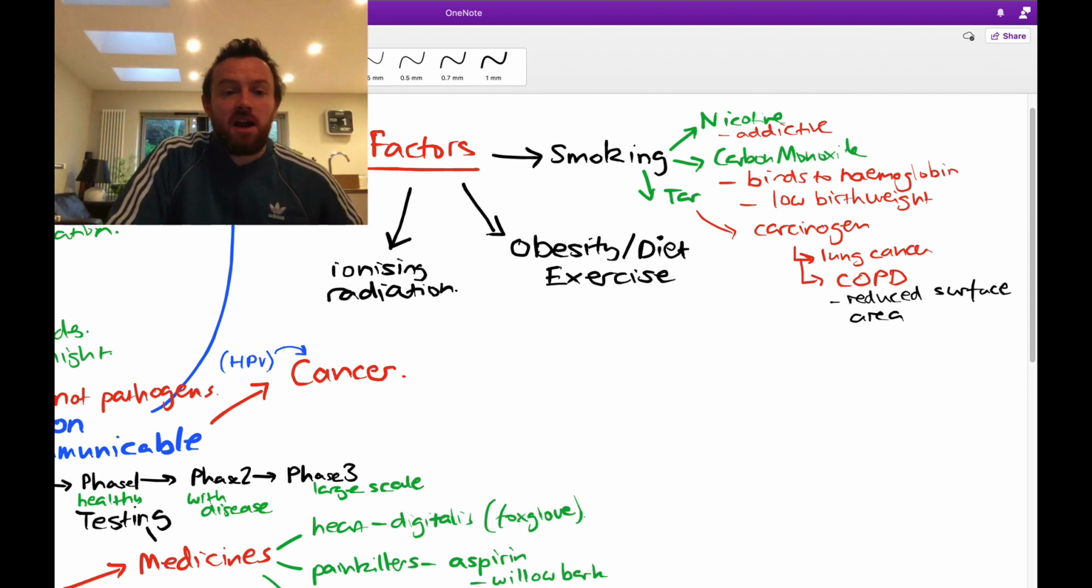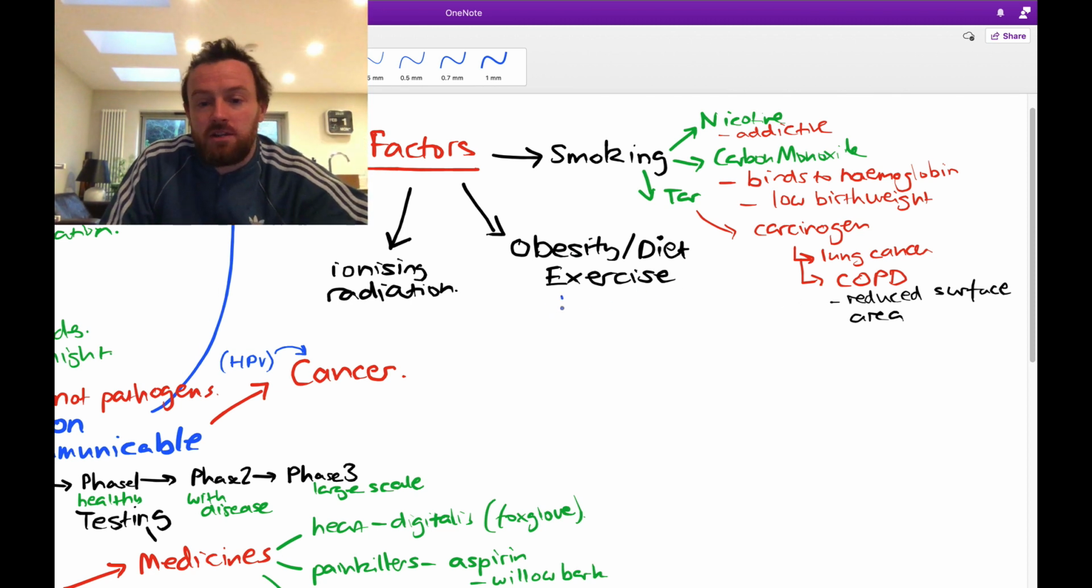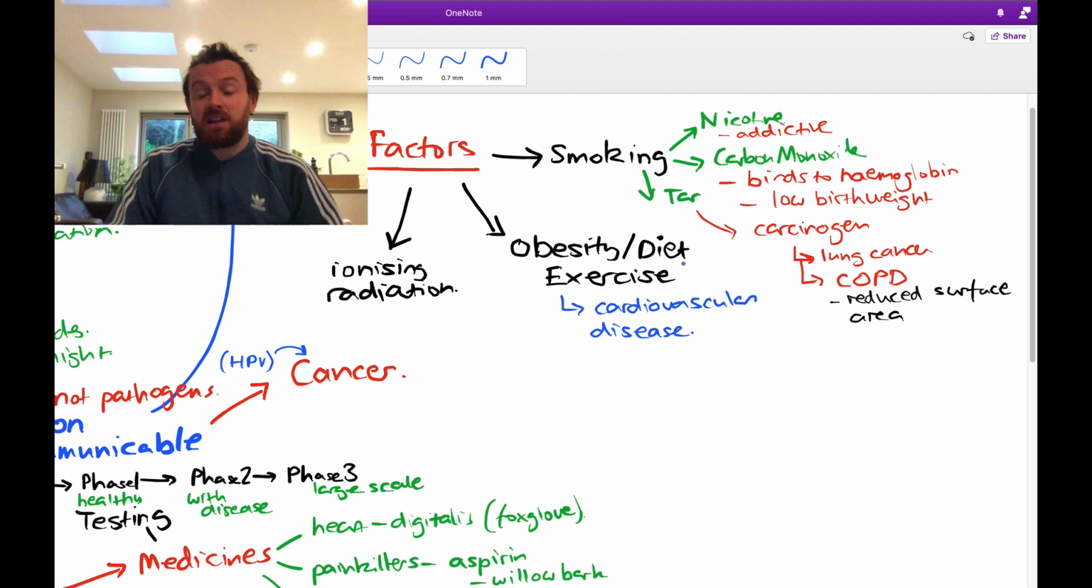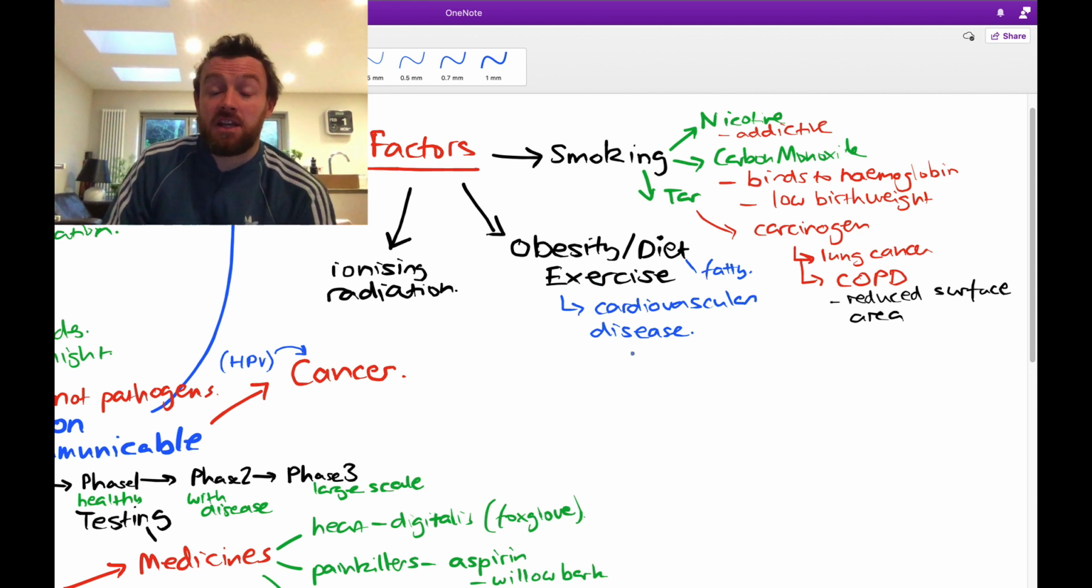Okay, so obesity, diet, and exercise. Let's look at that now. I'm going to go a different color. So all of these things can lead to cardiovascular disease. Also, if there is obesity, bad diet, so maybe fatty foods, lack of exercise, they can lead to cardiovascular disease. They can also lead to type 2 diabetes.